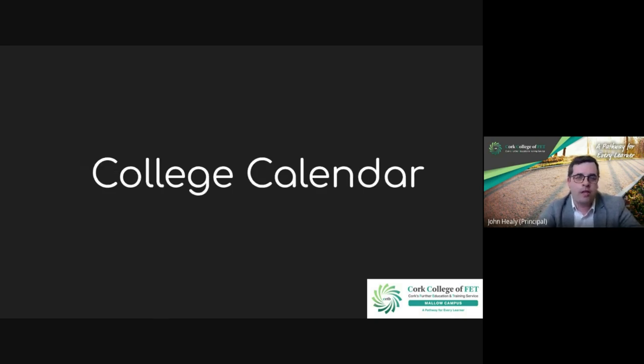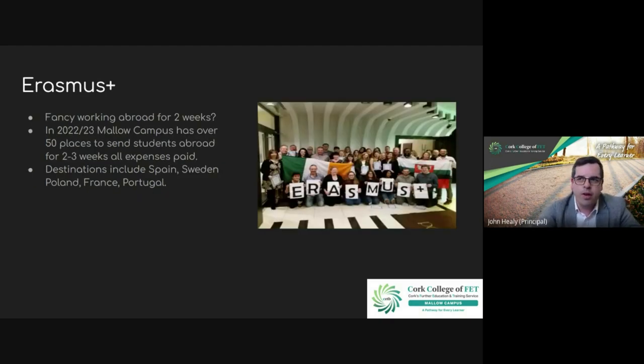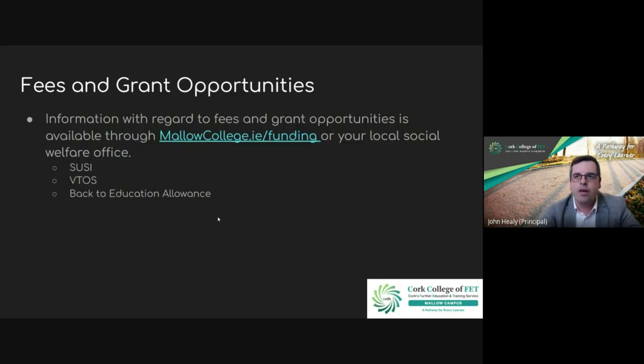In terms of the college calendar, we follow the school calendar, so we go from September to May, and midterms and Christmas are the same as the school calendar. So it's very school friendly for anyone looking at that side of it. And in terms of learner services, in both Charleville and Mallow, there's free parking on site, you get student ID cards, and you have access to career guidance and counselling, and disability supports. There's also an opportunity to go abroad through our Erasmus Plus programme, where you can do your 2 weeks of work experience abroad, and that's fully funded by the EU.